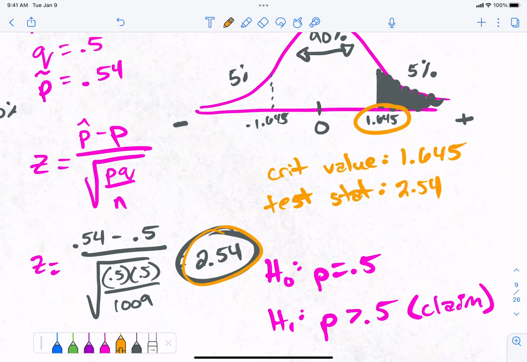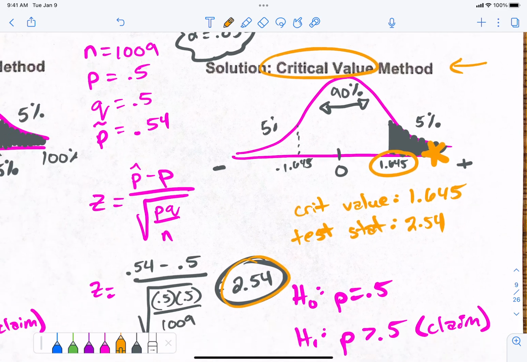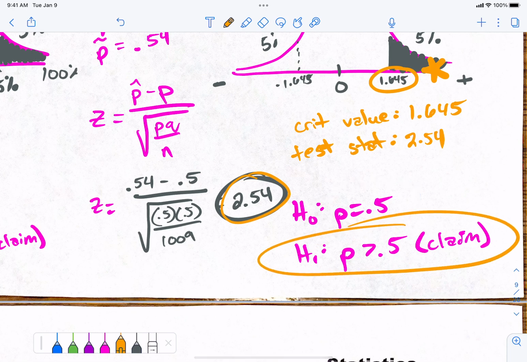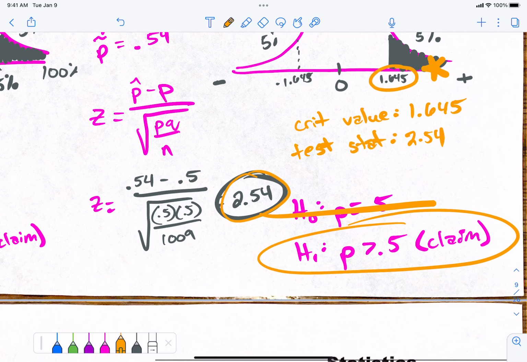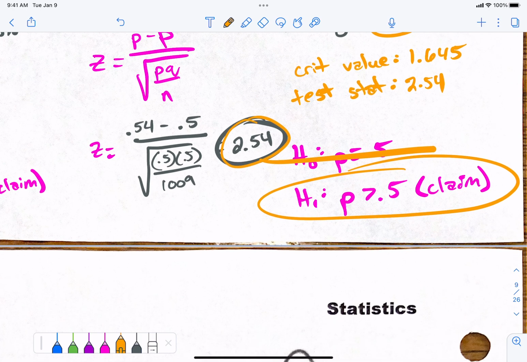Where does 2.54 live on this number line? Above, right here. So does that mean it's equal to 0.5 or greater than 0.5? Greater than. So I'm going to circle this and cross this off. According to the right side, what are we doing for H naught? We reject it. We reject H naught, so we're crossing it off. What about the claim?